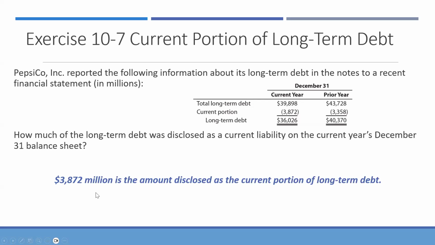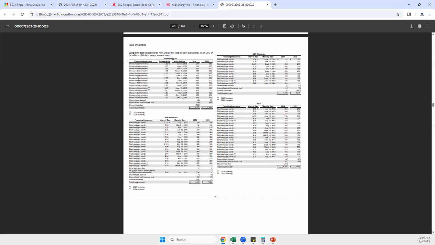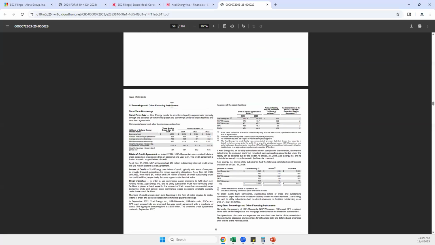It would be the 3.8 billion is the current liability, and then the long-term portion of the liability is the 36 billion in the current year. And so, companies disclose this in various ways.